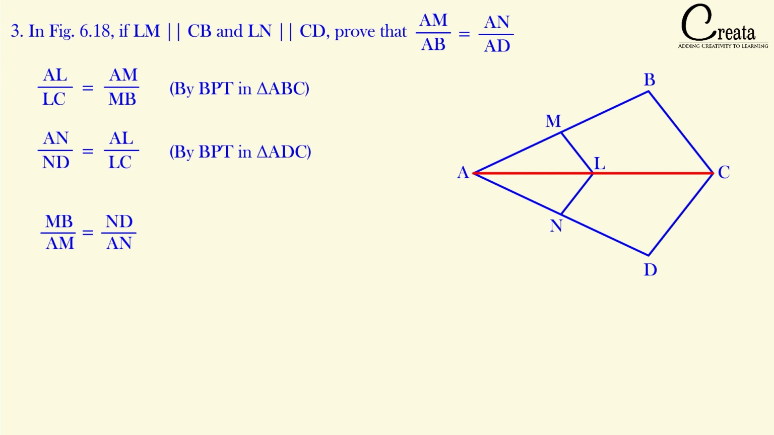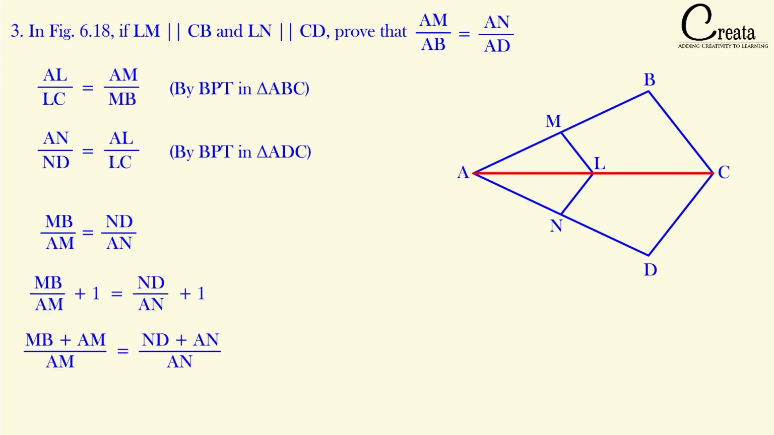Let's add 1 on both the sides. Here MB and AM will be the complete length AB and ND and AN will be the complete length AD. Got it? So we got the equation as AB upon AM is equal to AD upon AN. Can we again inverse this equation? That is, we got AM upon AB is equal to AN upon AD. That is the answer. That is the proof we are looking for.